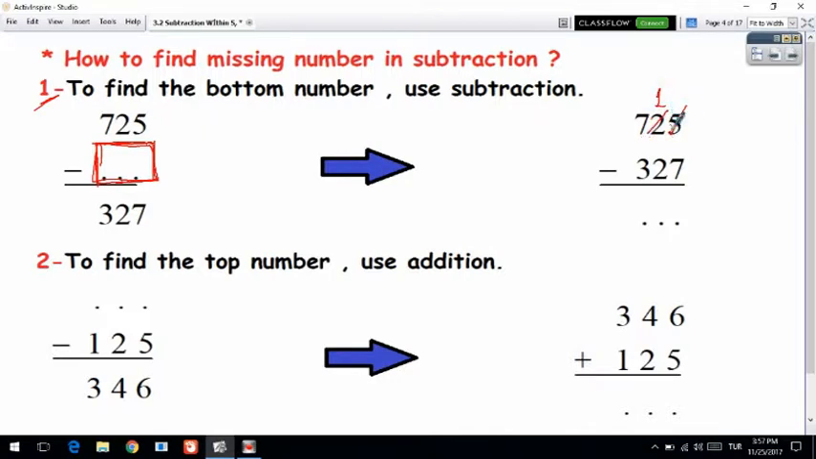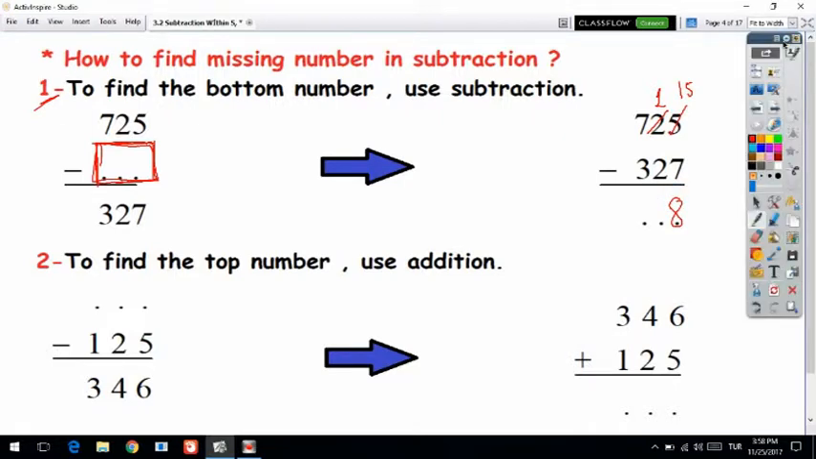2 makes 1, then 5 will be 15. 15 minus 7 is equal to 8. 1 minus 2, we don't have numbers, so we go to the next, 7. So 7 will be 6, then 1 will be 11. 11 minus 2 is equal to 9. Then 6 minus 3 is equal to 3. Your answer is 398. We have another thing to learn about how to find a missing number in subtraction.